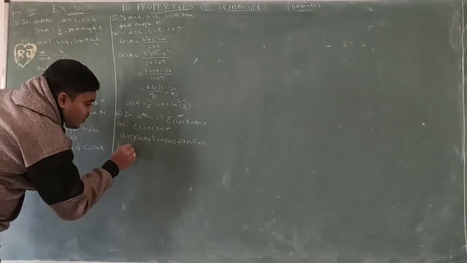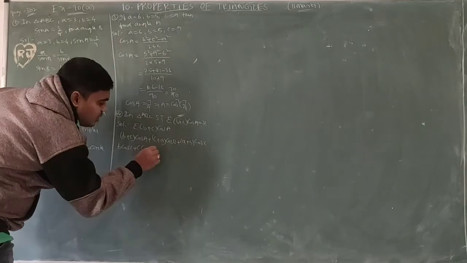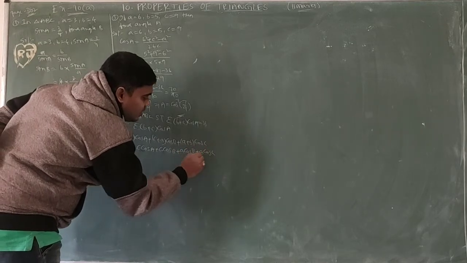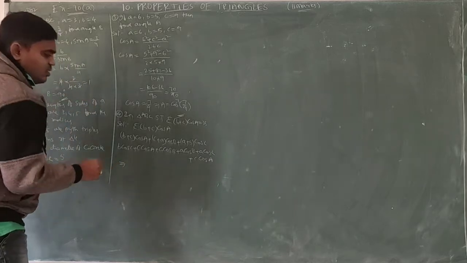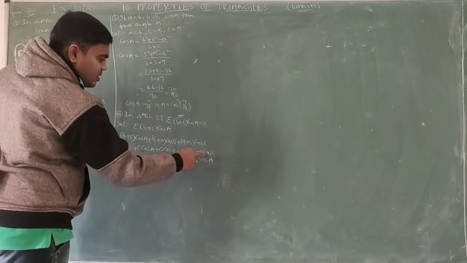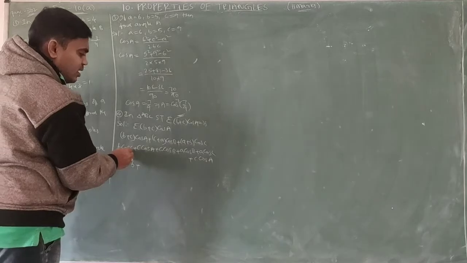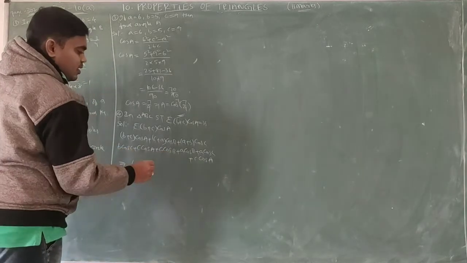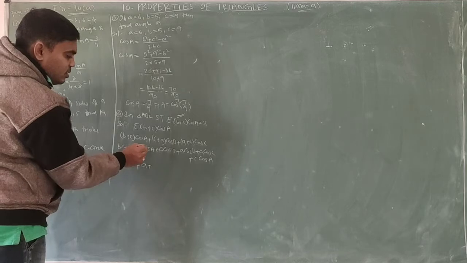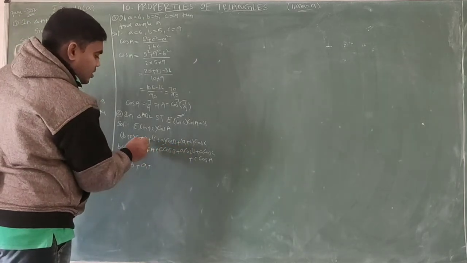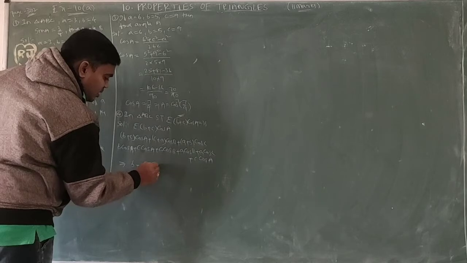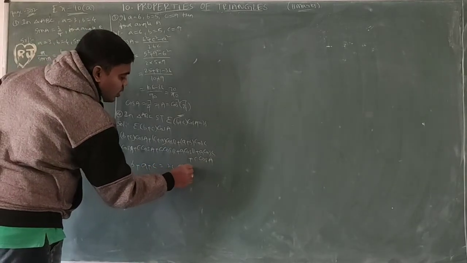So b cos C plus c cos B, c cos A plus a cos C, a cos B plus b cos A, altogether six terms. Grouping: c cos A plus a cos C is b. b cos C plus c cos B is a. a cos B plus b cos A is c. So a plus b plus c equal to 2s. This is equal to the RHS.